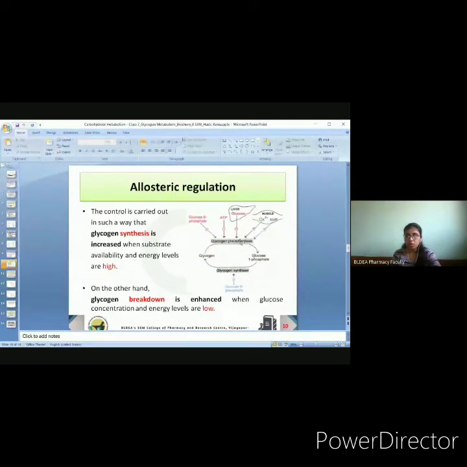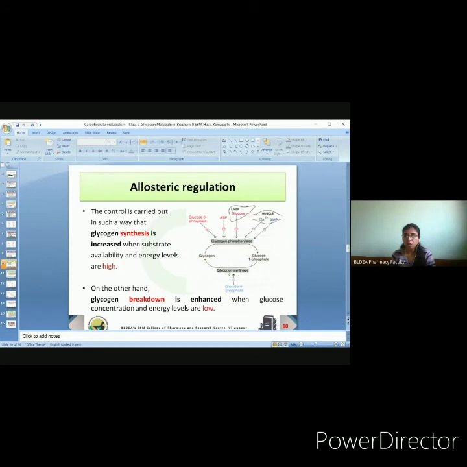And when will glycogen degradation be increased? In the muscles, it will be increased when the calcium concentration in the muscle is high, or when AMP, that is adenosine monophosphate, concentrations are high, meaning energy concentration is low. When AMP is present, that means ATP is less. Hence, in the presence of calcium as well as AMP, glycogen degradation will be increased, and it will be decreased when ATP, that is energy, and glucose concentrations are high. Okay, so this is how the glycogen phosphorylase enzyme is regulated.